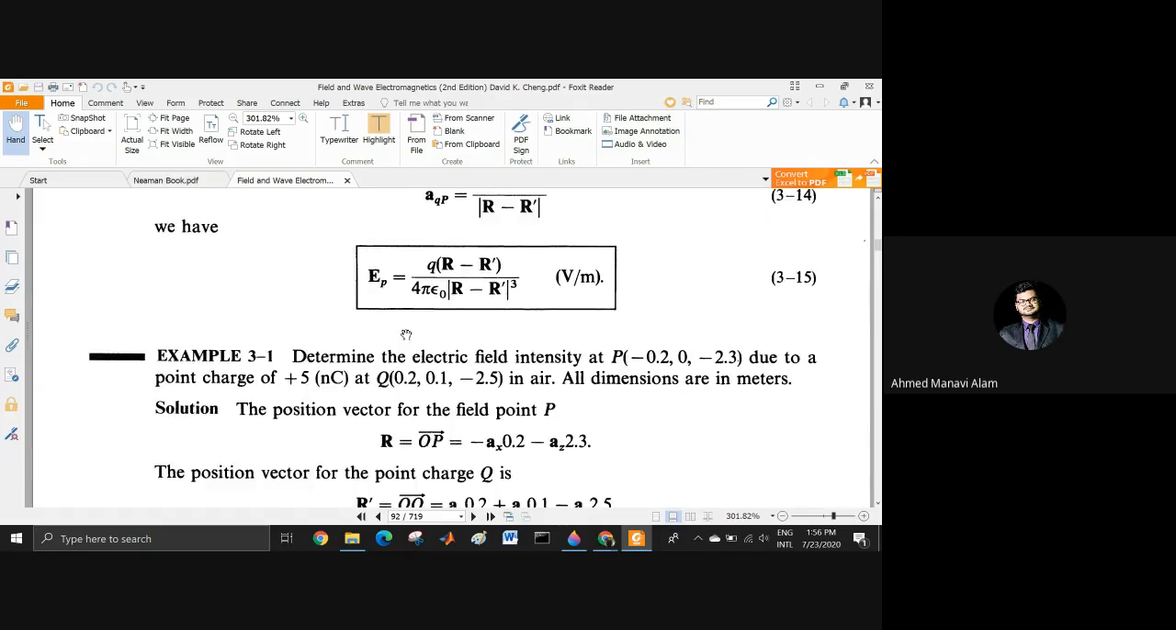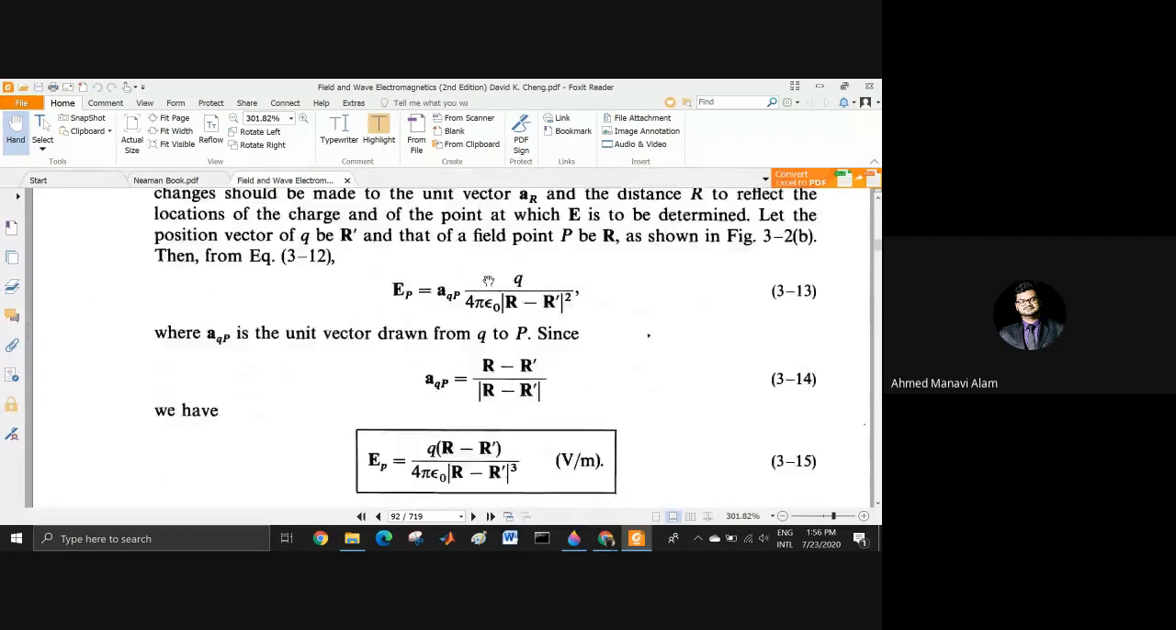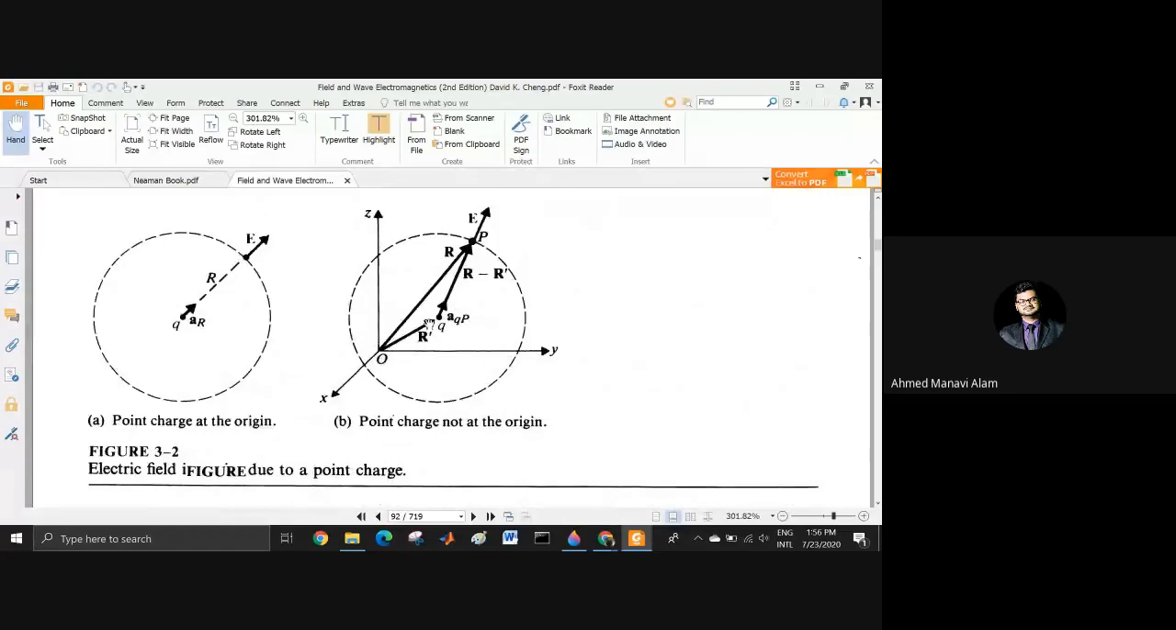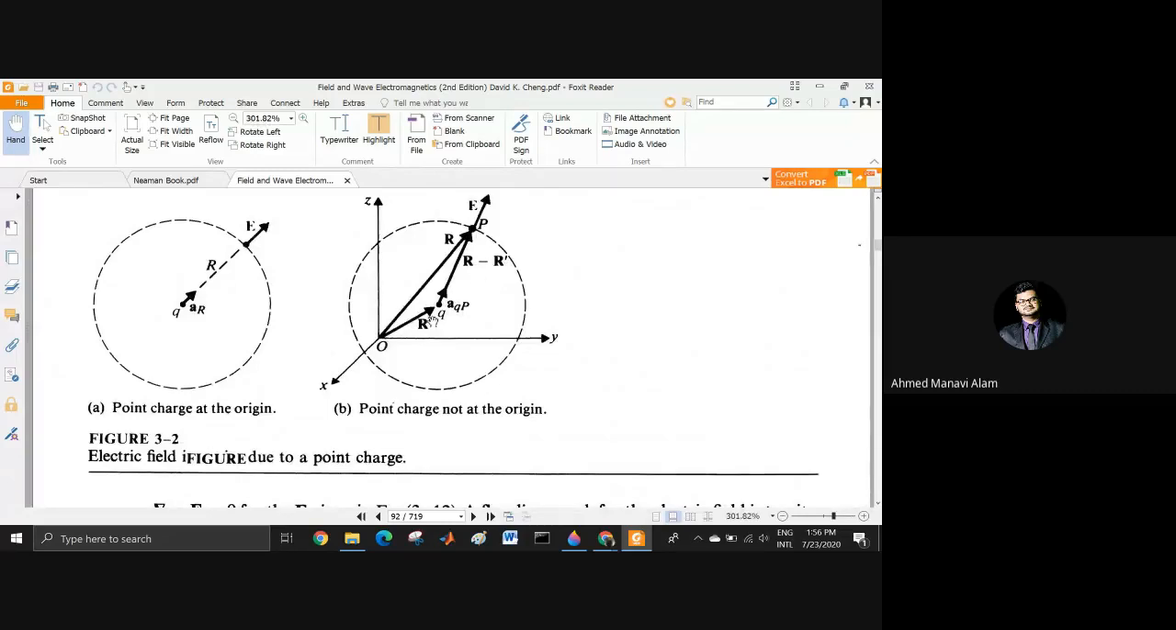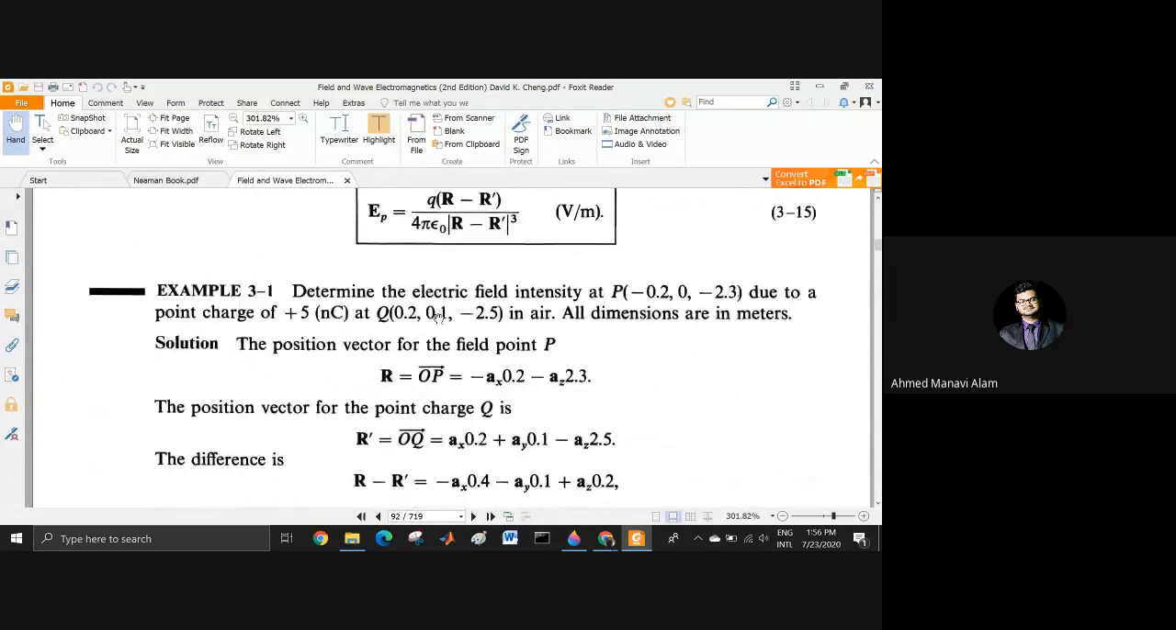Now we need to find the R prime. What is R prime? R prime is OQ. This point they have noted as the capital Q, OQ. OQ is equal to R prime. So OQ I'm getting is 0.2 ax, 0.1 ay, minus 2.5 az. So I'm getting the R prime.